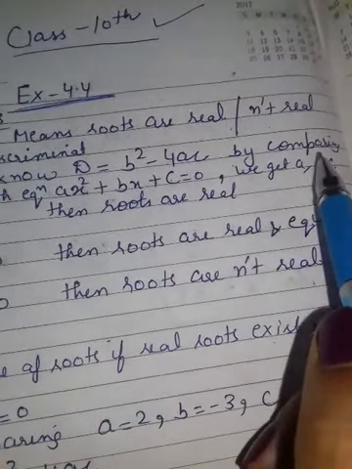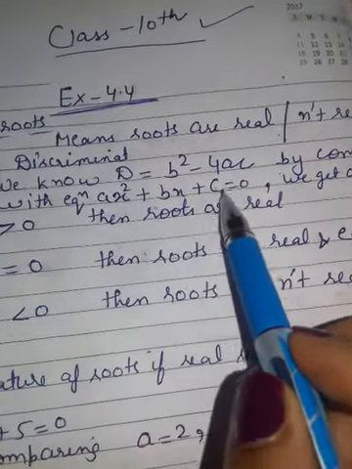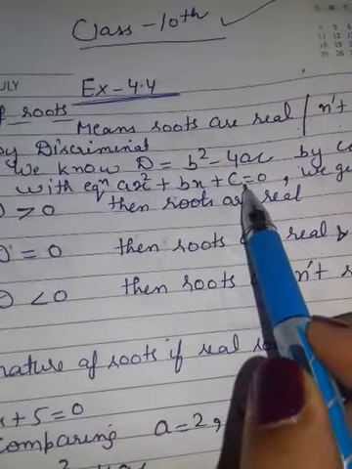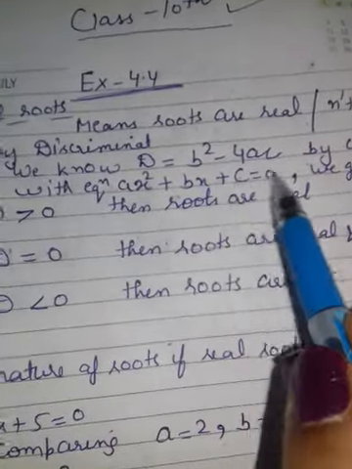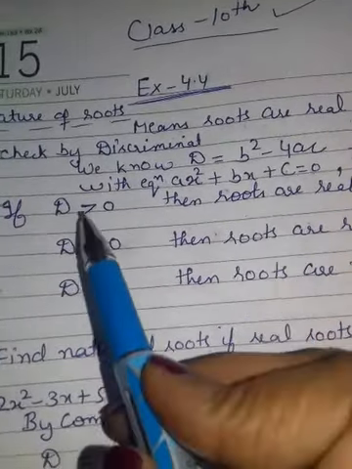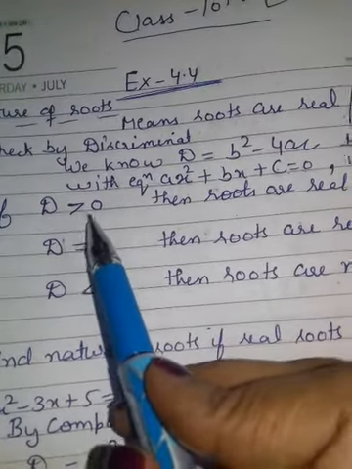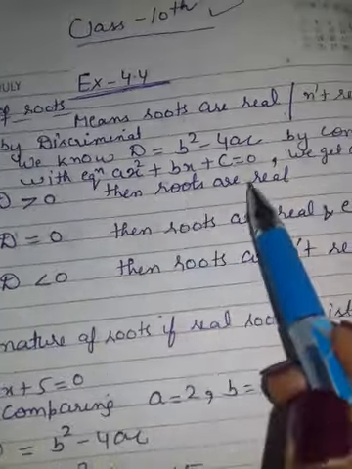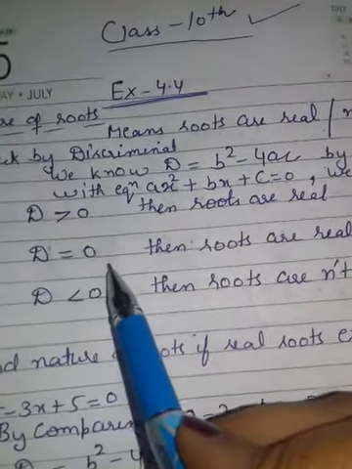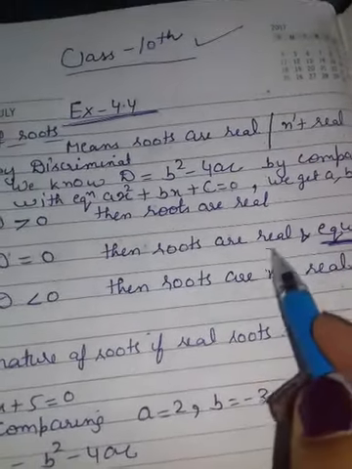By comparing your values of a, b, c with the general equation, you will get a, b and c. Whenever you put them in and find D, three cases will arise. If D is greater than 0, meaning any number more than 0, then roots will be real. Second, if D is equal to 0, then roots are equal. Means equal, real also but equal.